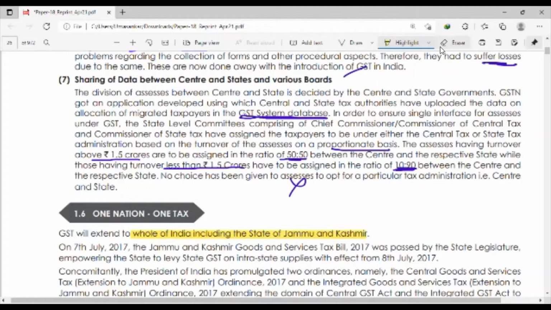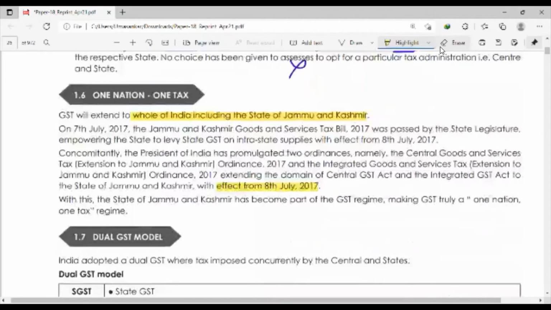And this choice is not assigned to the SSEs. Okay, you need to observe this. As you have seen, GST came on 1st July 2017, but for Jammu and Kashmir, it came on 8th July 2017. So there is a 7 days gap. After 7 days of the GST Act being implemented, it became applicable in Jammu and Kashmir. So once Jammu and Kashmir was applicable for GST, then after that we used to say one nation, one tax.